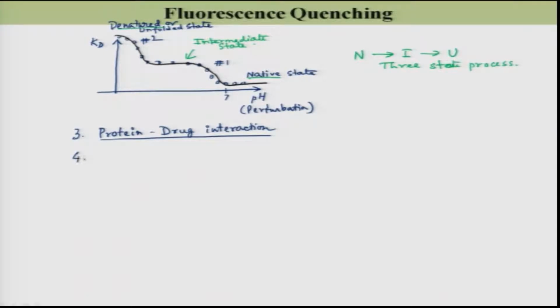Number 4, which I will discuss elaborately, is that you can also use this fluorescence quenching for the determination of the aggregation number of micelle. So, for the aggregation number of micelle, let me first tell you what a micelle is. So, micelle is a supramolecular aggregate.